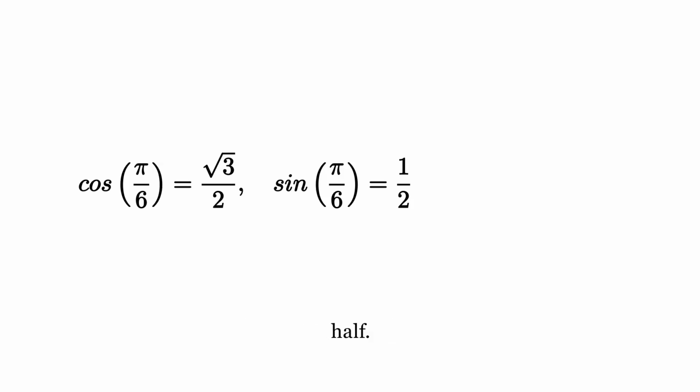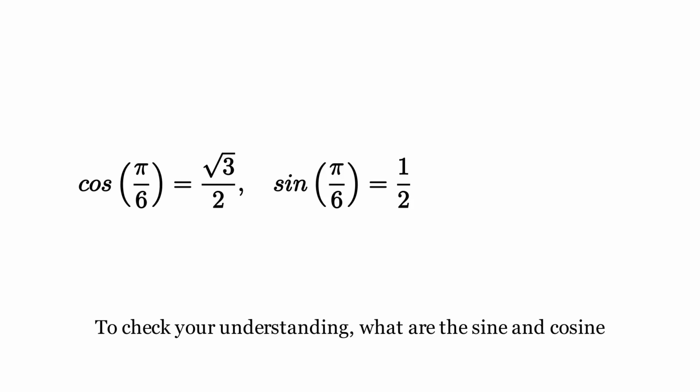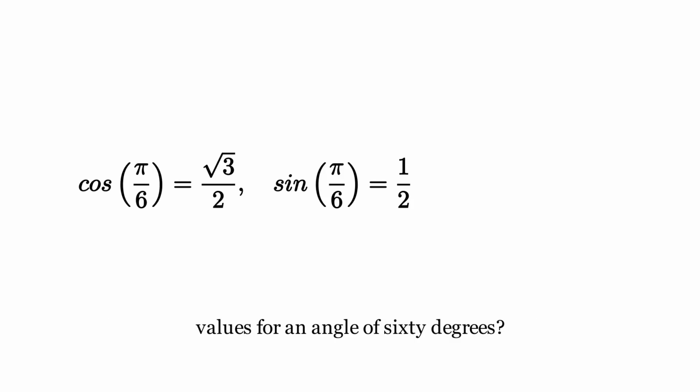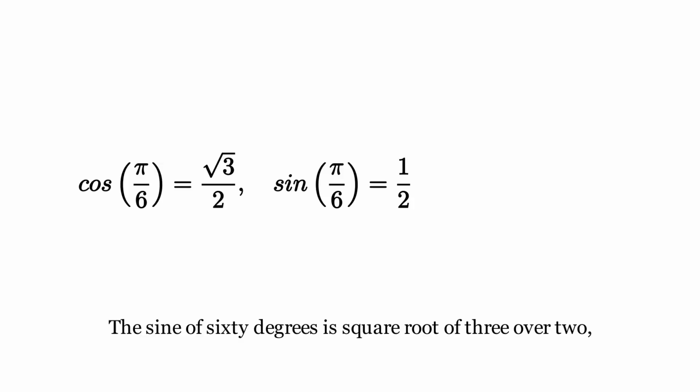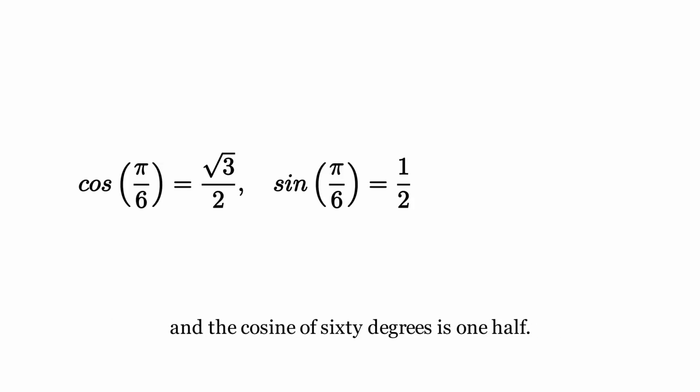To check your understanding, what are the sine and cosine values for an angle of 60 degrees? The sine of 60 degrees is square root of 3 over 2, and the cosine of 60 degrees is 1/2.